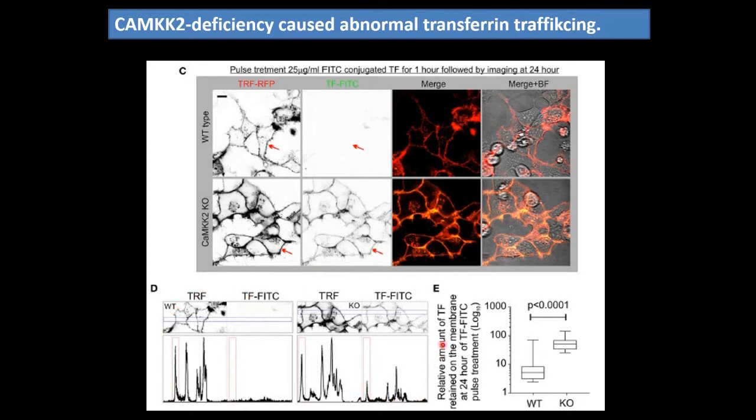The relative amount of transferrin associated with the membrane was found to be significantly high under the CAMKK2 knockout condition compared to the wild type. This indicated a trafficking defect under CAMKK2 deficient conditions.